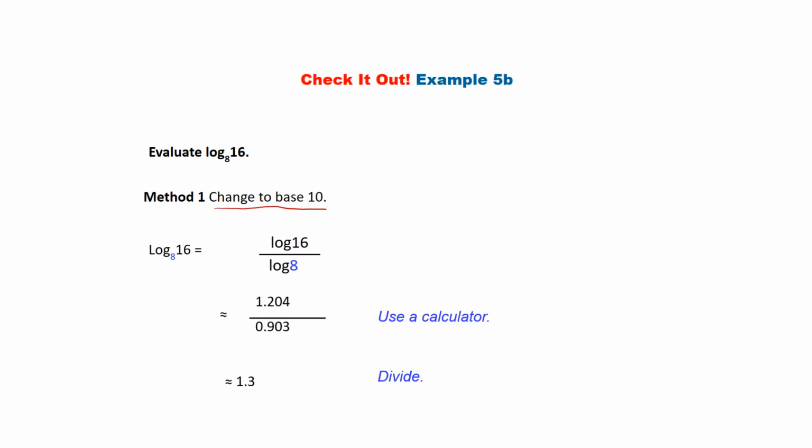What base could we change this to? Do you see anything common about the 8 and the 16? I do. I see that they're both powers of 2. Actually, we'll do 16 first. 2 to the 4th power equals 16, and 2 to the 3rd power equals 8. So 4 over 3 is equal to 1.3 also.